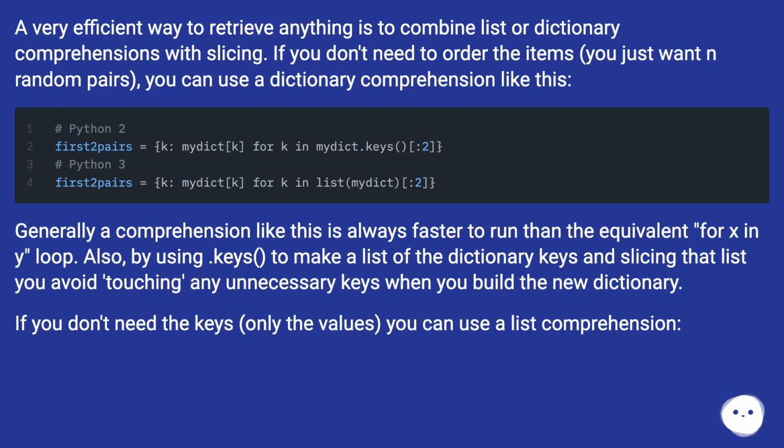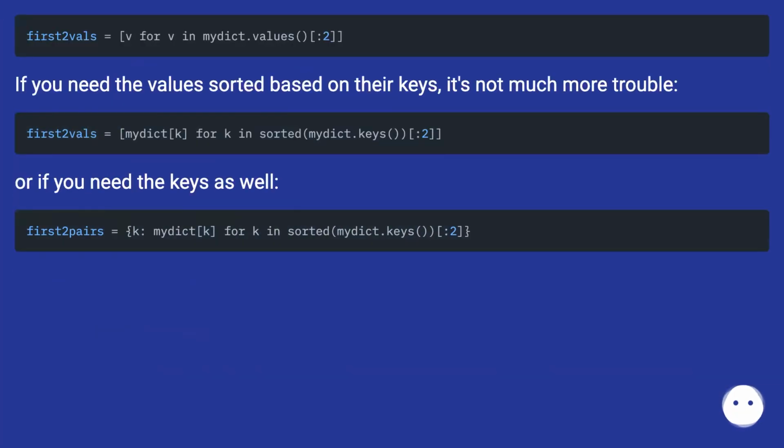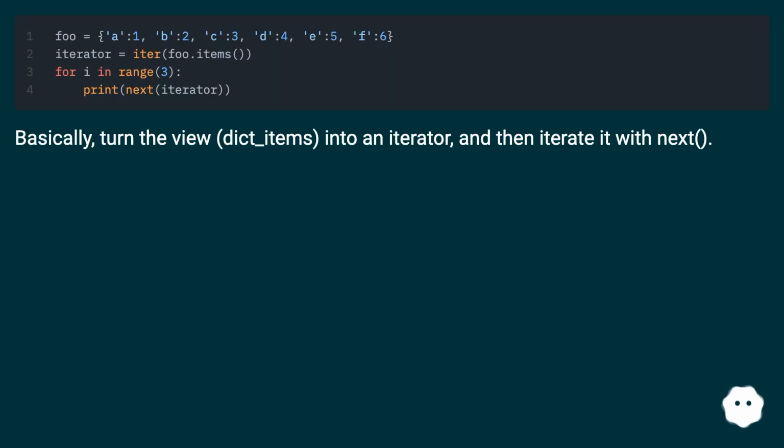If you don't need the keys, only the values, you can use a list comprehension. If you need the values sorted based on their keys, it's not much more trouble. Or if you need the keys as well, basically, turn the dict.items view into an iterator and then iterate it with next.